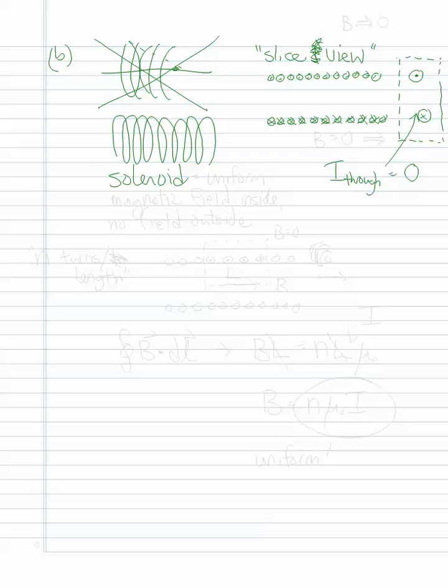So this should tell you, therefore, that the magnetic field outside of the loop actually has to be 0, at the top and bottom of the Amperian loop, and therefore inside and outside of the solenoid. So the purpose of the solenoid is to make a uniform magnetic field inside and no field outside.